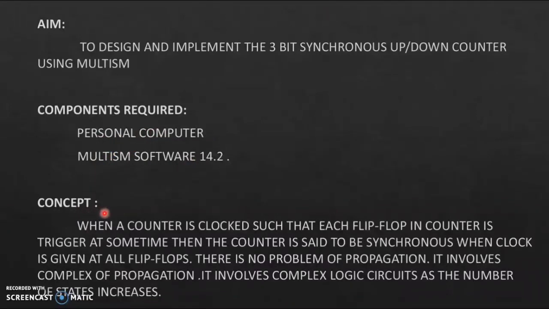Let's see the concept of this experiment. When a counter is clocked such that each flip-flop in the counter is triggered at the same time, the counter is said to be synchronous. Here the clock is given to all flip-flops, so we say it is a synchronous counter. There is no propagation problem. As the number of states increases, it involves complex propagation and a complex logic circuit. That means the more JK flip-flops involved, the more complex the propagation and logic circuit become.